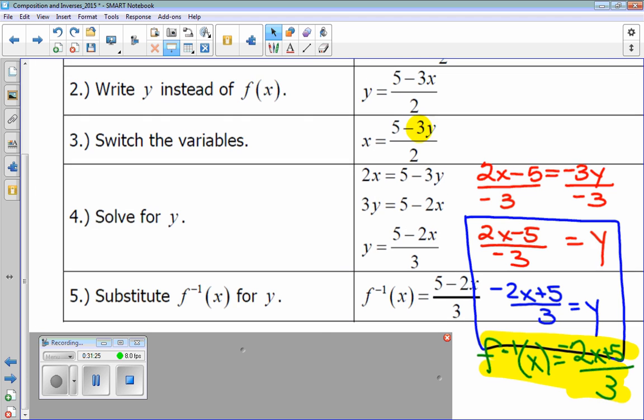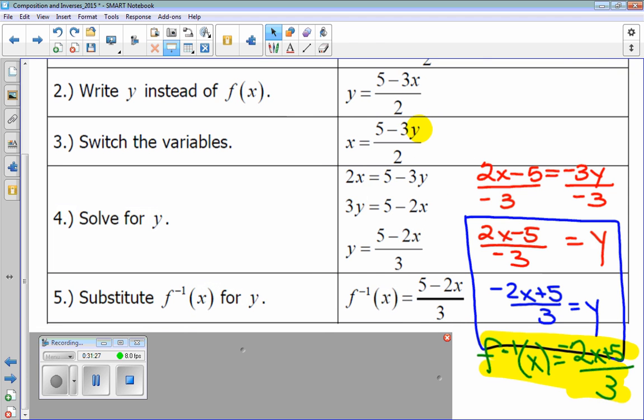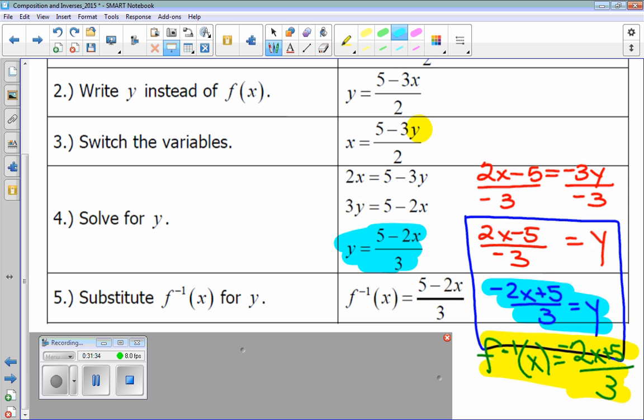Do you recognize this as being the same thing as this? Two blue things, aren't they the same? So either way that you write that is okay as well, okay? Because the negative goes with the 2x, not the 5.